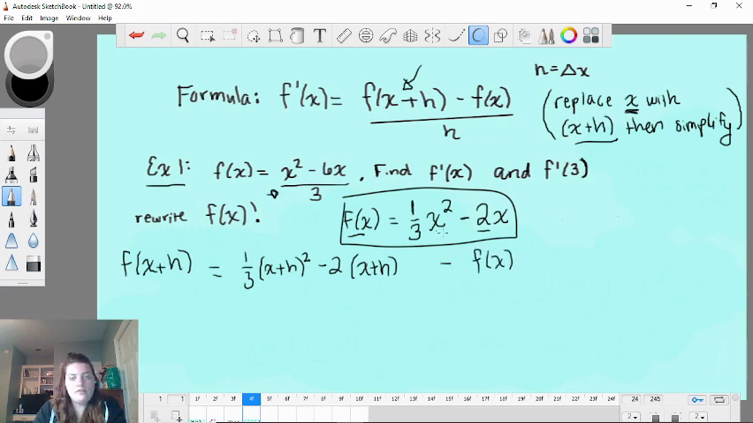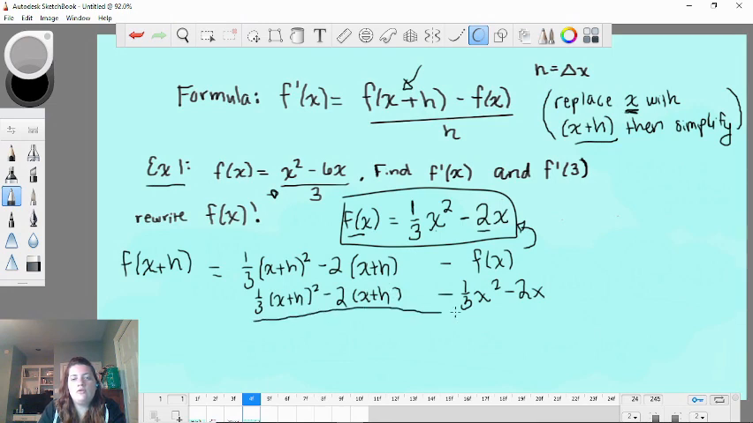So what's f of x? Literally just plug that in. So it would be minus 1/3 x squared minus 2x. And then everything is always over h. So I'm rewriting here. So (x plus h) squared minus 2 times (x plus h) all over h. Oh, so that's it.